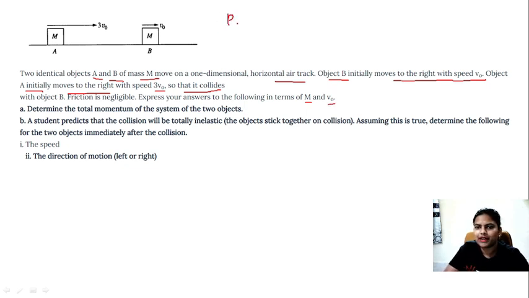So the total momentum of these two objects is equal to momentum of object 1 plus momentum of object 2. So it would be mass into 3v0 plus mass into v0. So I can write 4mv0. This is the total momentum of the system.